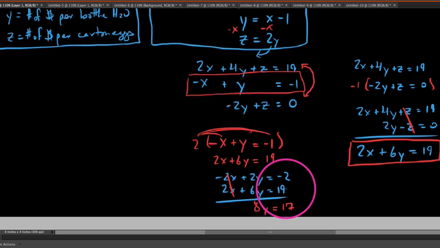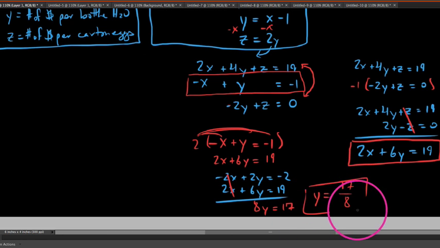And so what we end up with is solving for y now. I suppose we could divide both sides by 8, and what we would get is that the value of y is equal to 17 eighths. Okay. So now that we know the value of y, what this is going to allow us to do is plug this back in and solve for the value of x.